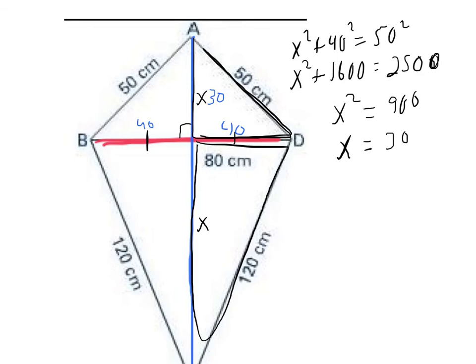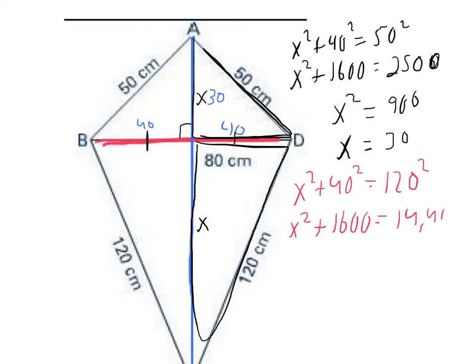Now I need to find the other one, which will give us x squared plus 40 squared equals 120 squared. So again we have 1600 plus x squared equals 120 squared, which is 14,400. I subtract 1600 from both sides, and we get 12,800. I root both sides, and we get approximately 113.